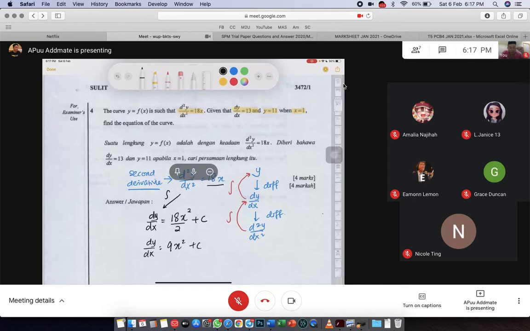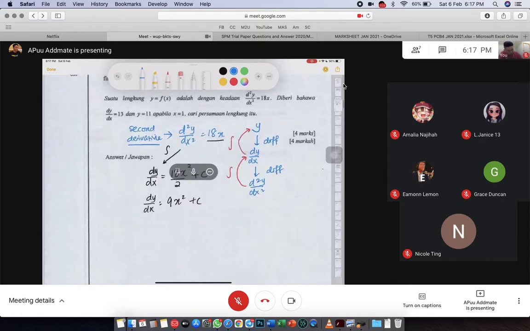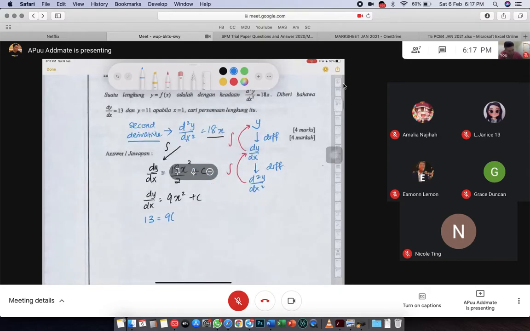What is the value of c? So how do I get the value of c? It comes from this information. You see? dy/dx is 13 and then x is equal to 1. So dy/dx you substitute as 13 over here. Then you have 9 times, x is equal to 1, so I put 1 squared here and then plus c. Alright, so I think over here you can find your value of c is equal to 4.